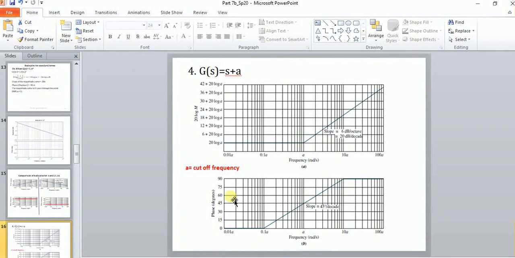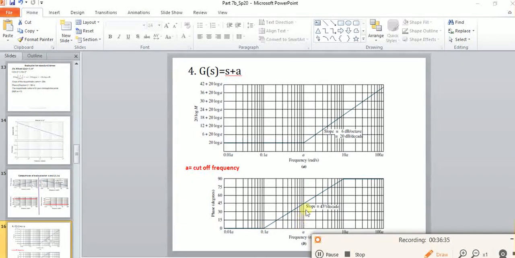This is for the phase. Again, the phase doesn't change up to the cutoff frequency, up to point 0.1a, and then from there it increases at a rate of 45 degrees per decade. That means here it is 0.1a, multiply by 10, you have 1a, that is here. So from here to here, this increase is 45. That's the meaning of this trend.